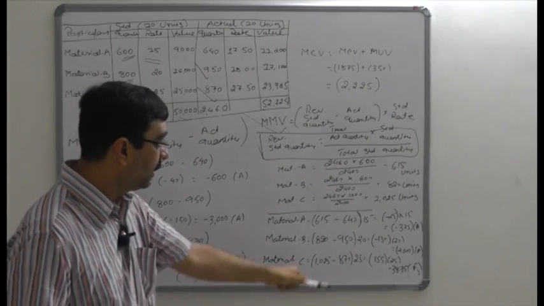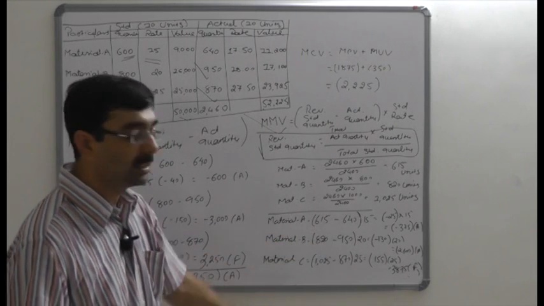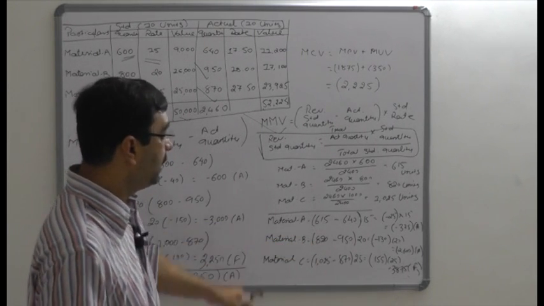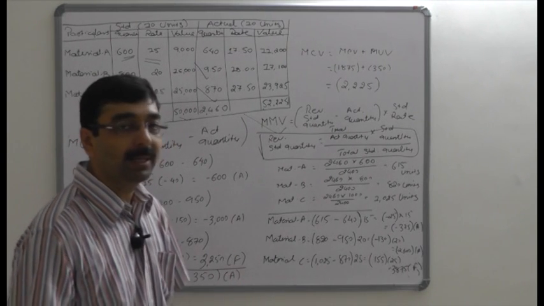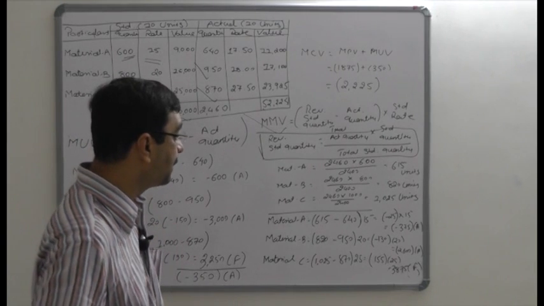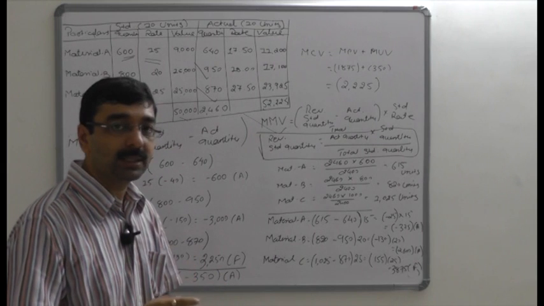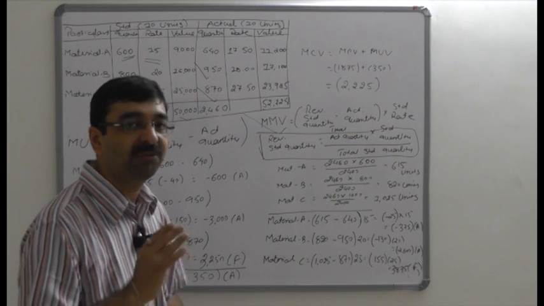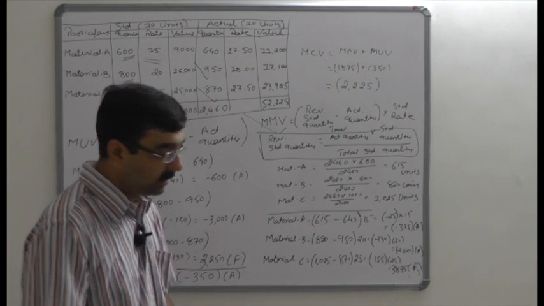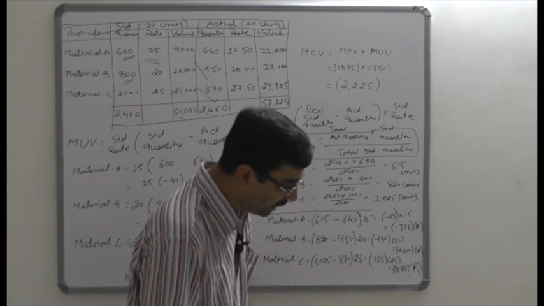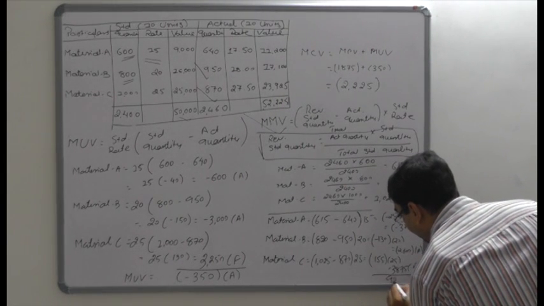So overall, material C is 3875 favorable, material B is 2600 adverse, and material A shows minus 375, that is adverse. That means materials A and B have an adverse situation. The total adverse is 2975 and favorable is 3875. The total position comes to 900 favorable.